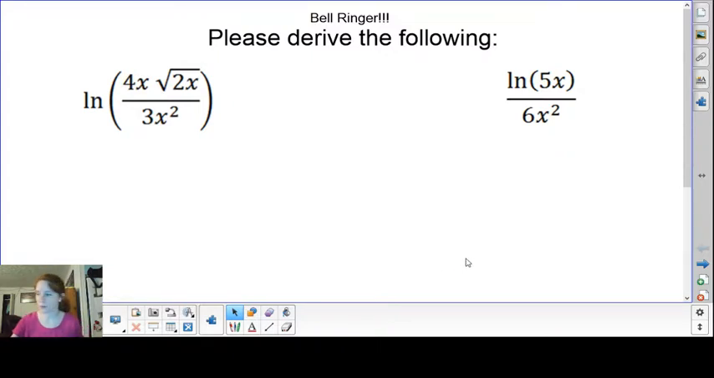Alright guys, so we're going to go ahead and start with some more derivatives just to keep our brains nice and fresh. This will allow us to keep sharp for when we do our Chapter 5 test.